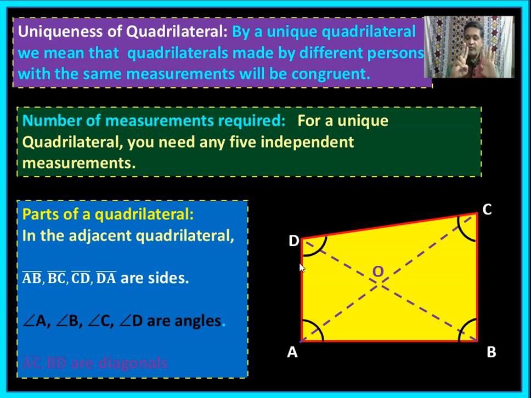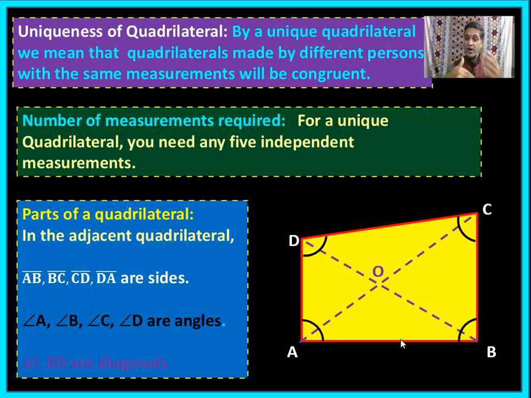So 8 measurements are there: 4 side measurements and 4 angle measurements. And it also has 2 diagonals. AC is a diagonal, the dotted line indicated here. And BD is another diagonal. So it has 2 diagonals, and in total 10 measurements are there: 4 sides, 4 angles, 2 diagonals.